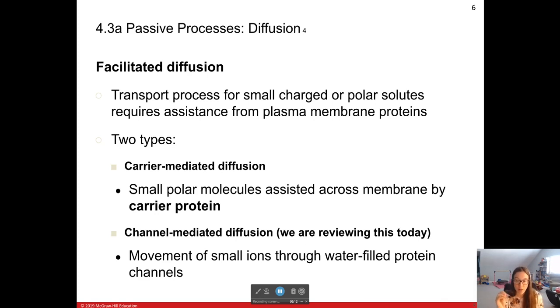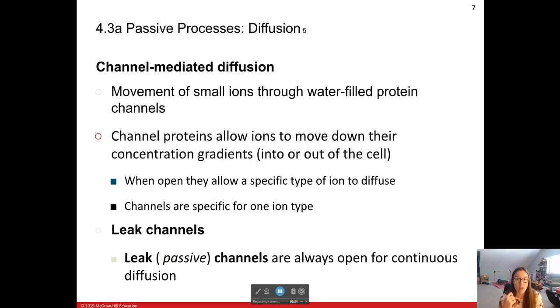But for review purposes this week, we're going to be focusing on channel-mediated diffusion because we're going to be talking a lot about different types of channels and where they're found on the nerve and the muscle cell. This is going to be a movement of small ions through water-filled protein channels. And each channel is going to be specific for a specific type of ion. The channel proteins allow ions to move down their concentration gradients, right? Remember, this is a type of passive transport, so the concentration gradient is going to determine whether the ion moves into the cell or out of the cell. So it's all based on that concentration gradient.